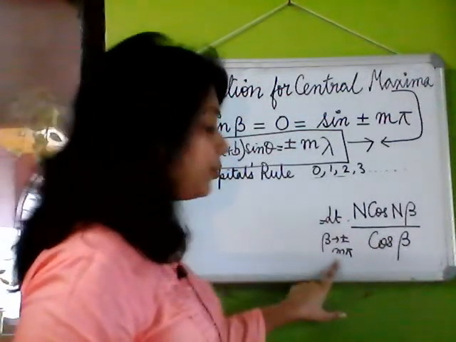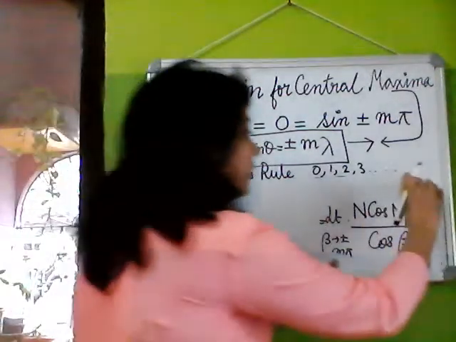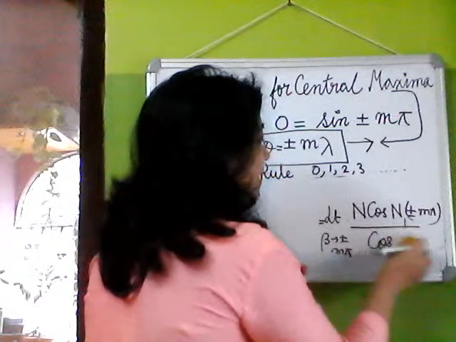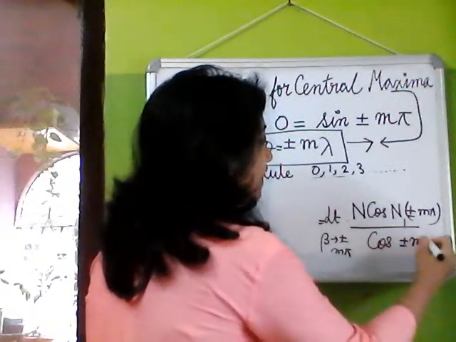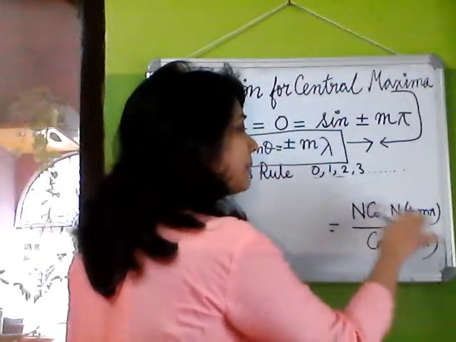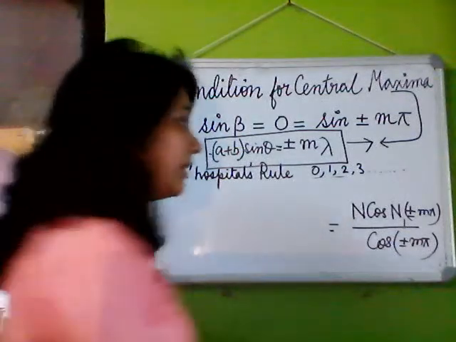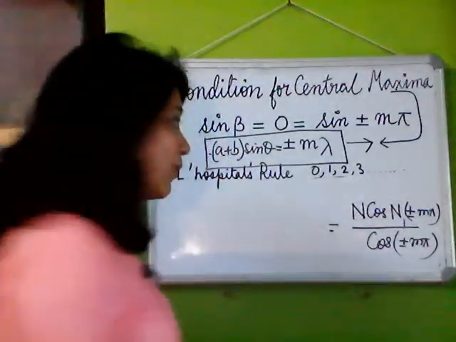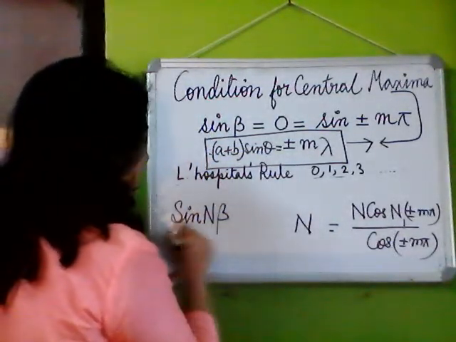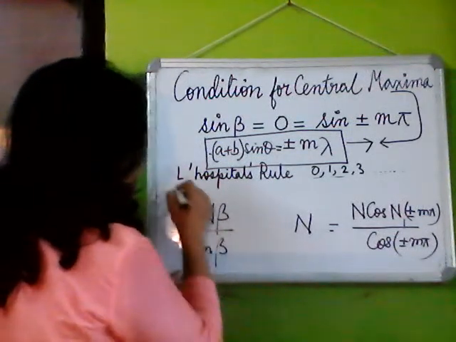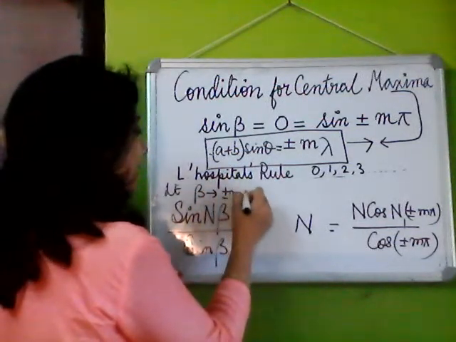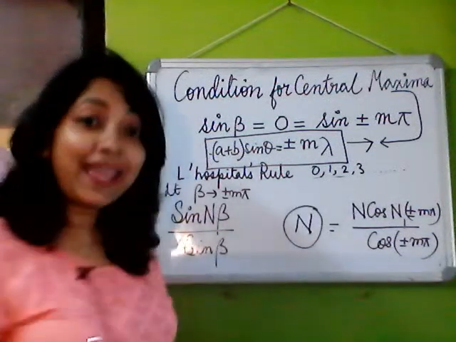And now when I put the value of beta as plus minus m pi, what will I get? Dear students, please tell me, what will this be? Cos of any multiple of plus minus m pi is 1. In this case also it is 1. So what am I getting from here? The value of sine n beta by sine beta in the limit beta very close to plus minus m pi is actually the value n.